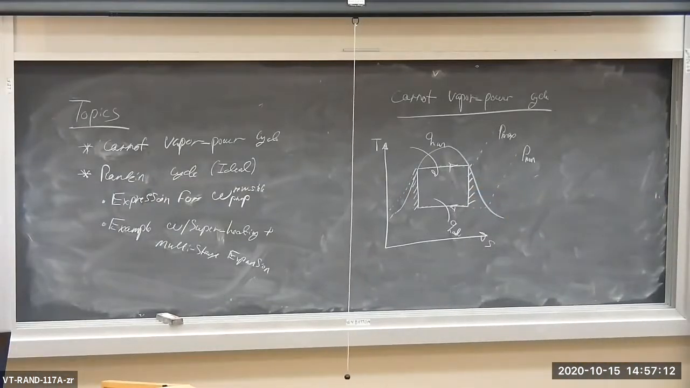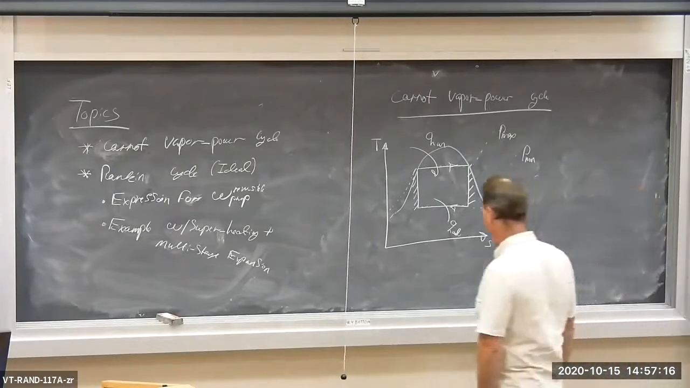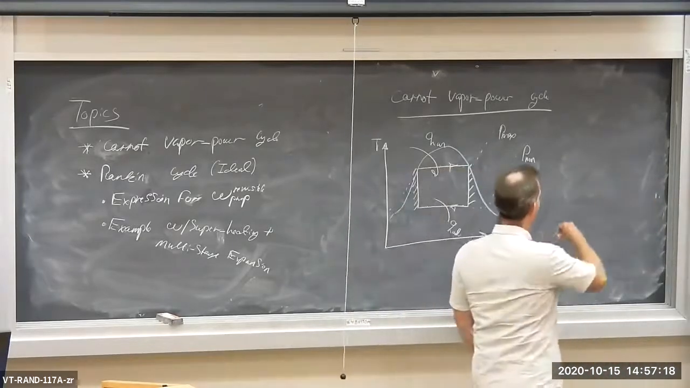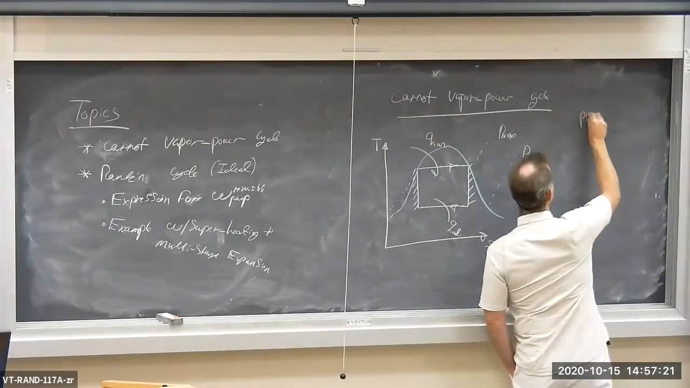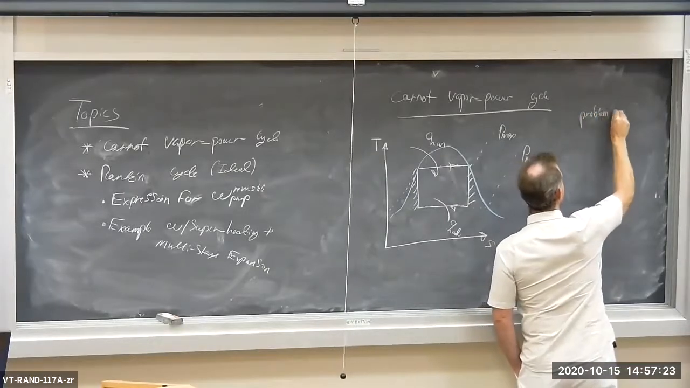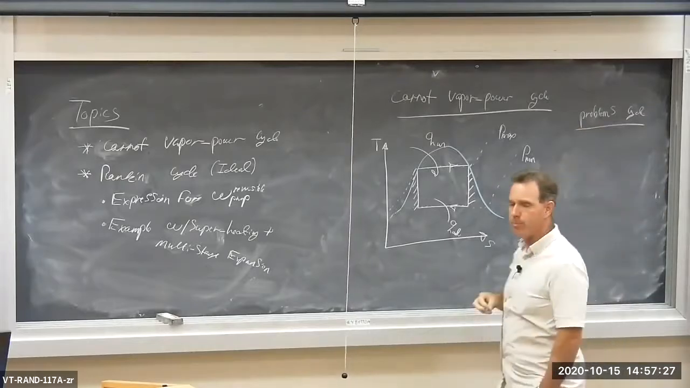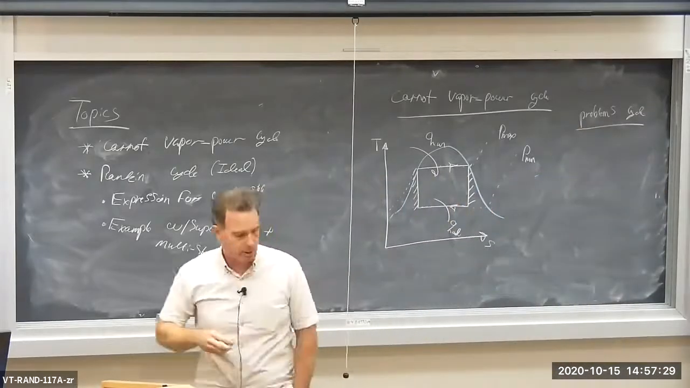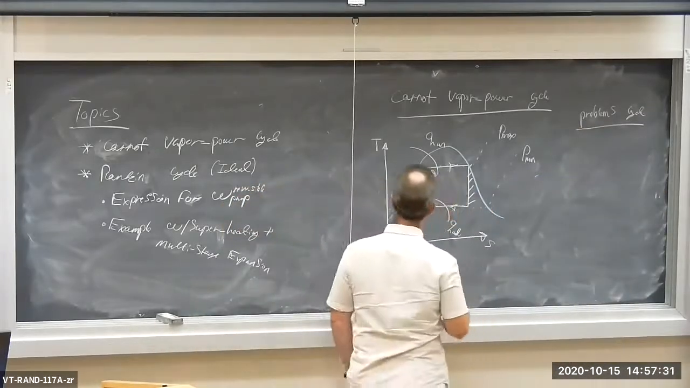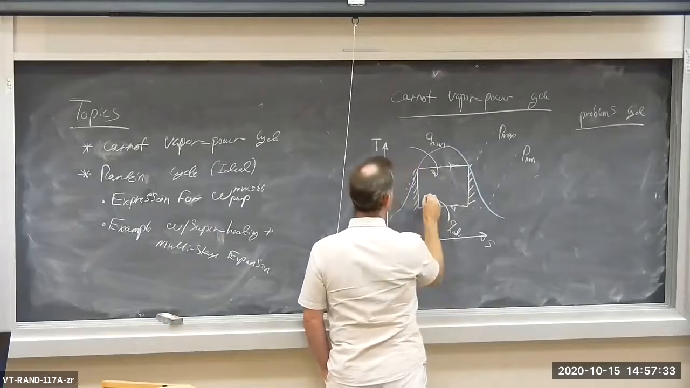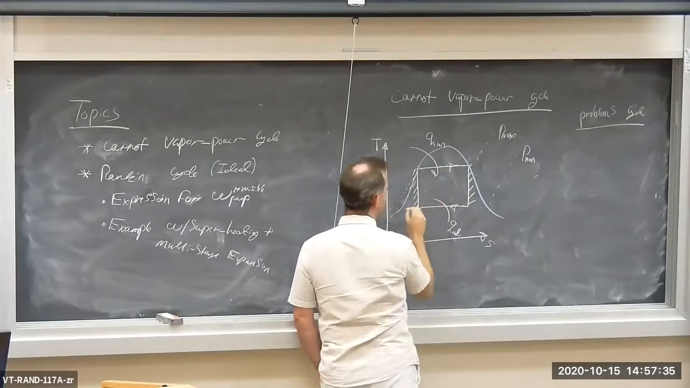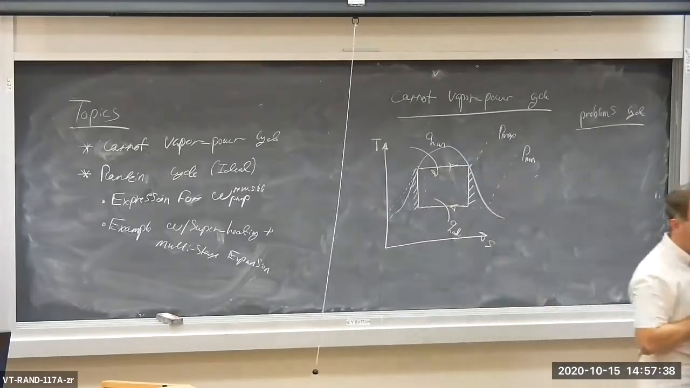Okay? Now, there's some problems here. So what are some problems with this cycle, some deficiencies? Well, the primary deficiency with this cycle is during the compression process.